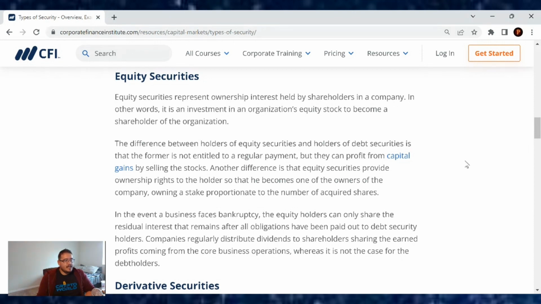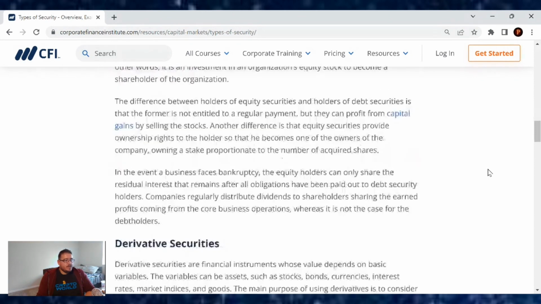Another difference is that equity securities provide ownership rights to the holder so that he becomes one of the owners of the company, owning a stake proportionate to the number of acquired shares. In the event a business faces bankruptcy, the equity holders can only share the residual interest that remains after the obligations have been paid out to debt security holders. Companies regularly distribute dividends to shareholders, sharing the earned profits coming from the core business operations, whereas it is not the case for debt holders.